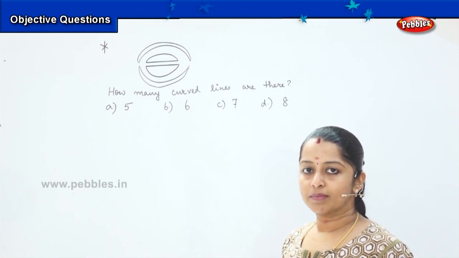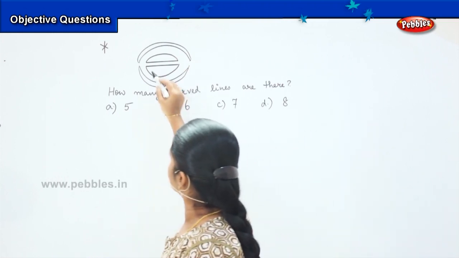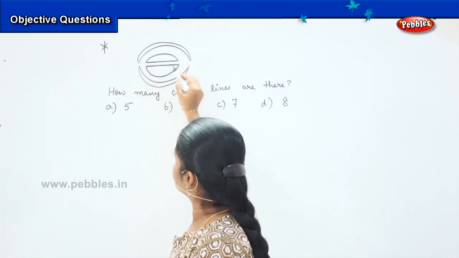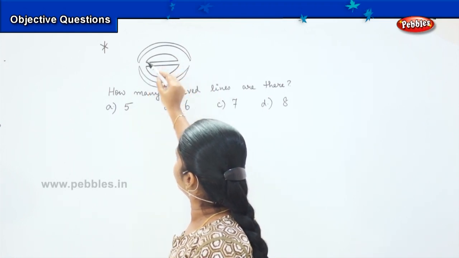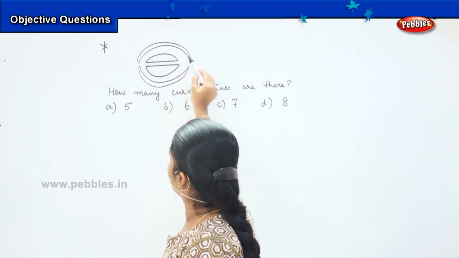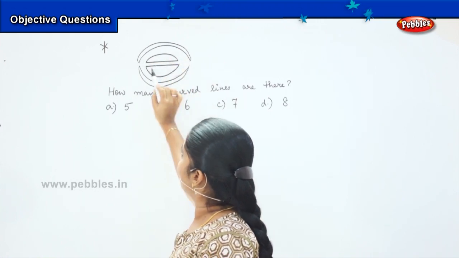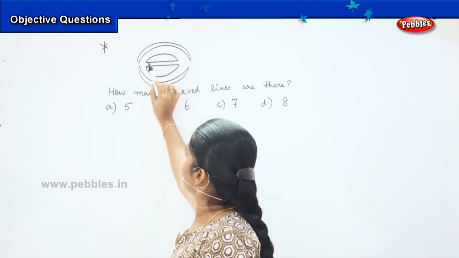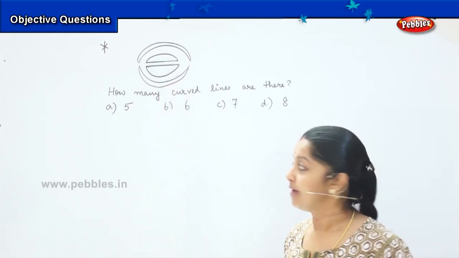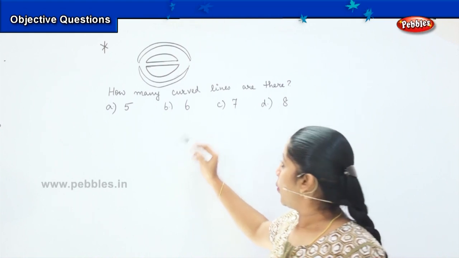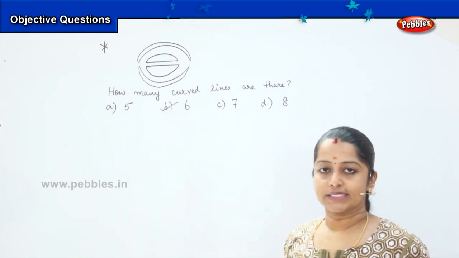So can we count the number of curved lines? The down one, 1, 2, 3, 4, 5 and 6. We will not be counting the straight line because this is not the part of the curved line. Okay. So my right answer will be option B, which is 6.